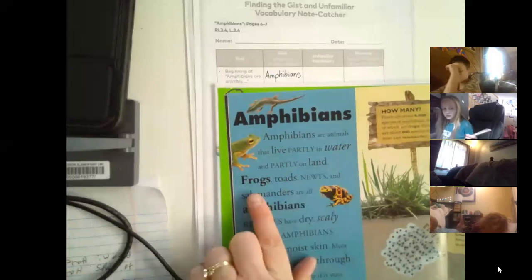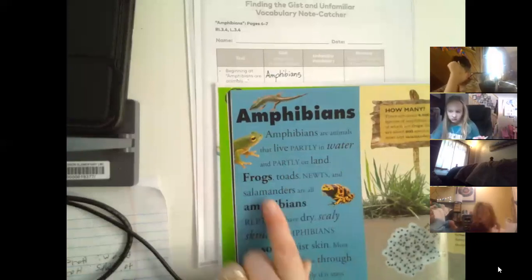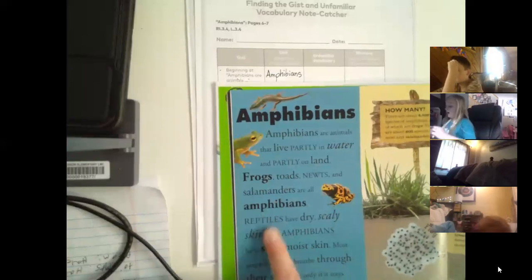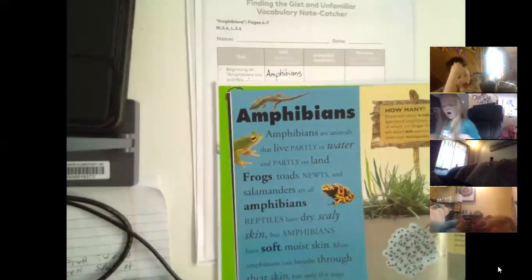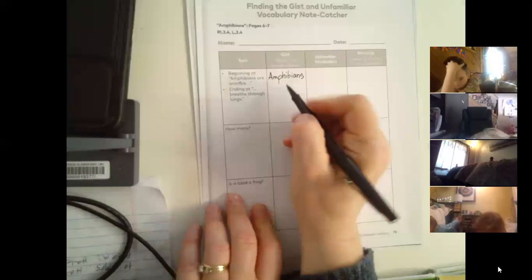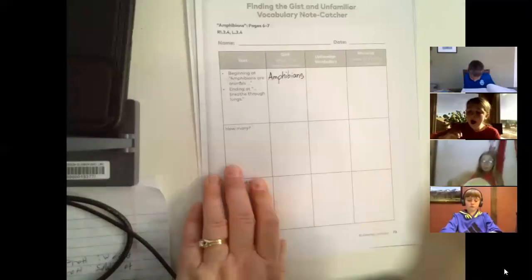And then the next sentence tells us what some amphibians are. And then it talks about their skin, and then it talks about how they breathe. So what could we say? Amphibians? What could we say? I'm hoping for one more person here that's got a good idea. Miss Haley Booker.